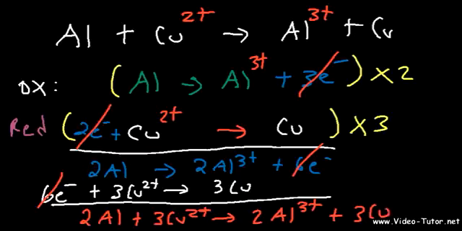And now it's balanced. Notice that the total charge on the left side is the same as the total charge on the right side. 2 times 3 is 6, 3 times 2 is 6. Both sides have a total charge of plus 6. So now we're going to focus on balancing redox reactions under acidic conditions. So let's say you're given this reaction.